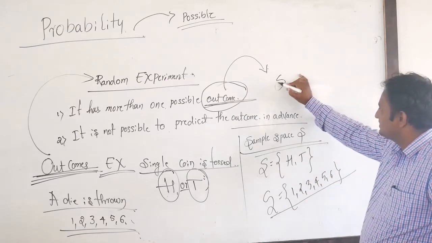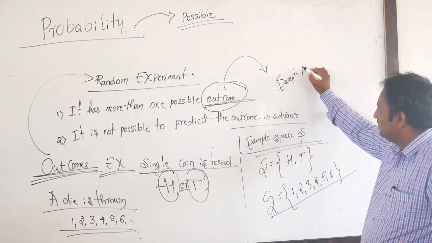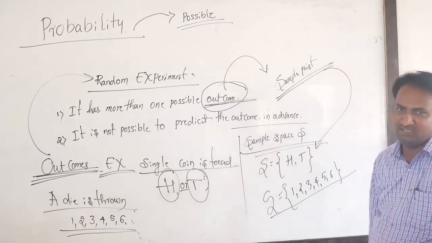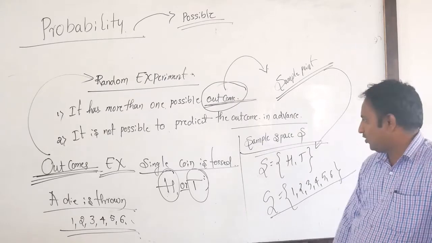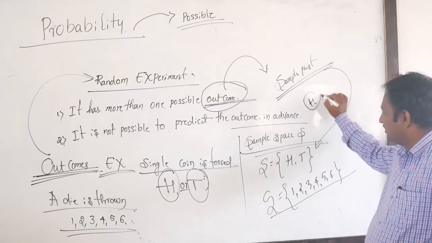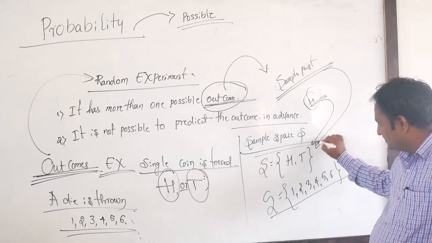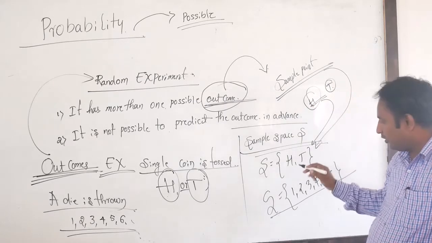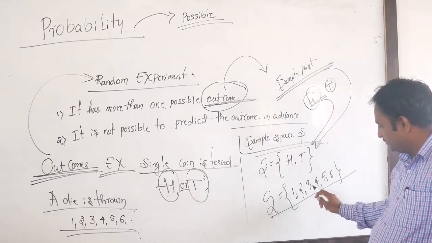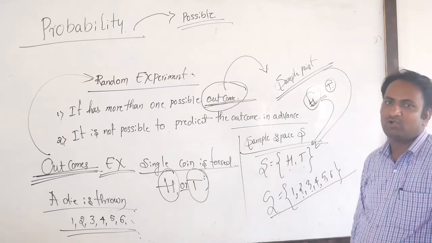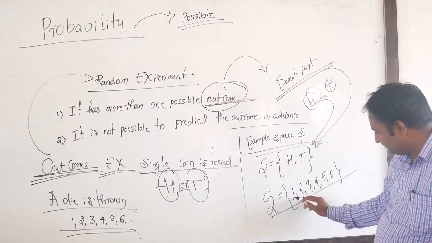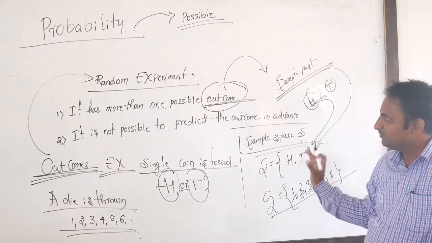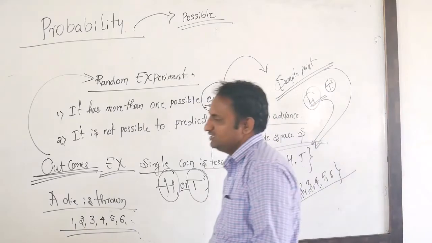Next, very important is the sample point. Every element of the sample space is called a sample point. Here, head occurring one time is a sample point of this sample space. Tail occurring is also a sample point; head and tail, these two are called sample points. 1, 2, 3, 4, 5, 6 are called sample points. Every term is called a sample point, and the whole set is called the sample space. This is the basic, important definition of probability.